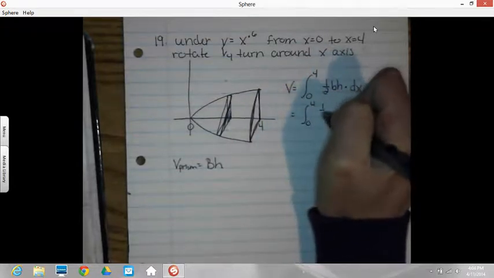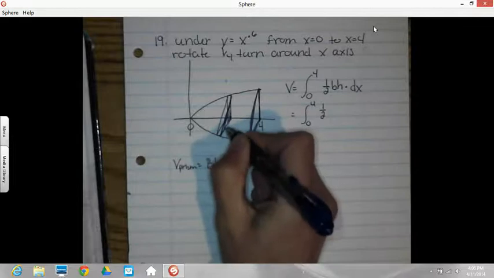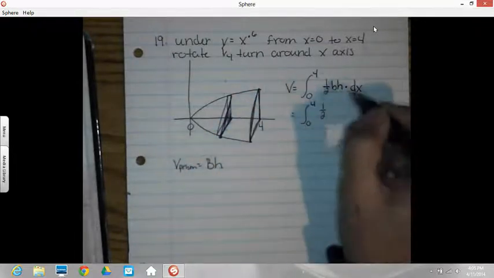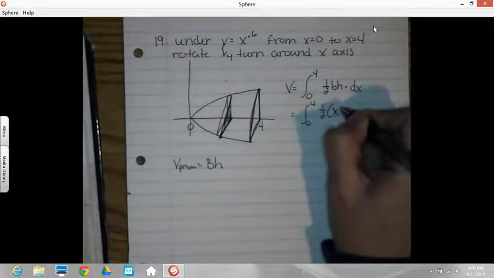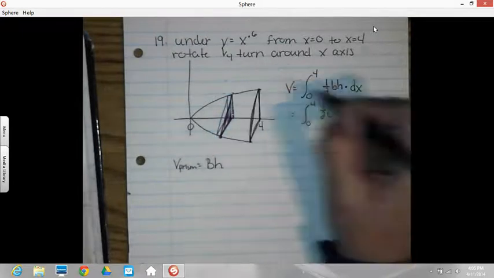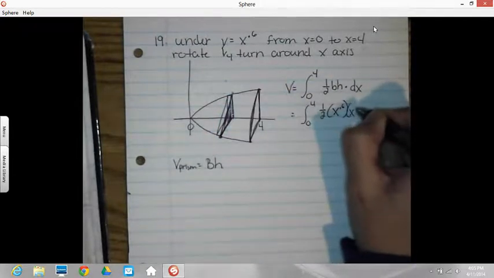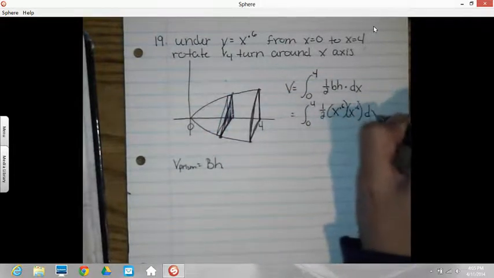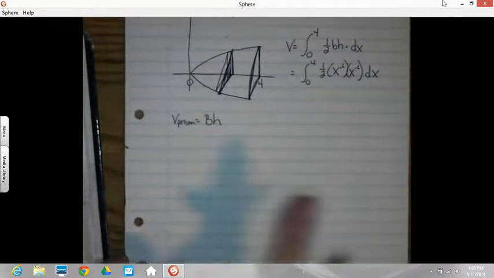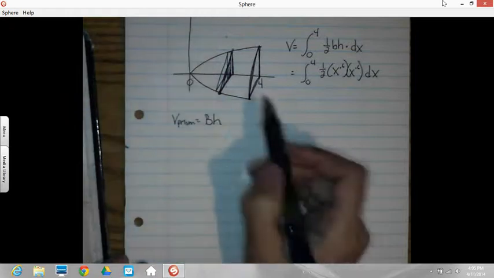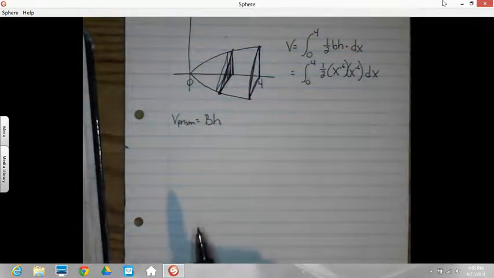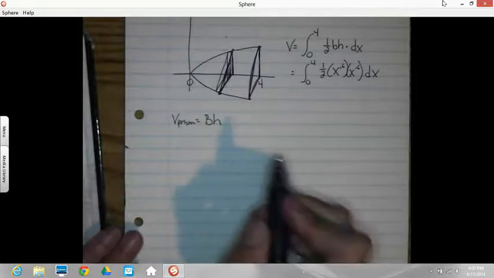1/2. This base distance is given by this equation, y equals x to the point 6. This height distance is the same equation, y equals x to the point 6. And there you go. This is called plane slicing. You slice planes in there and you find the volumes of the smaller shapes that you get. All right, there's 19.